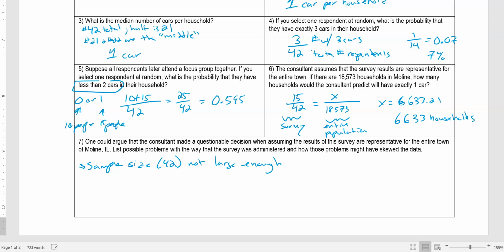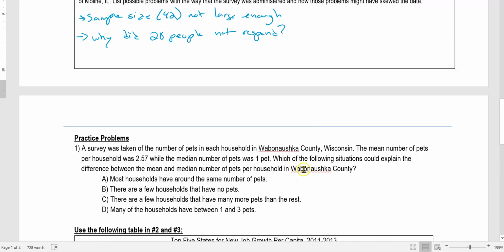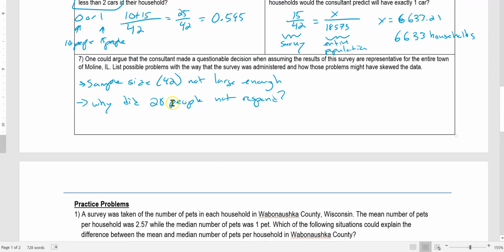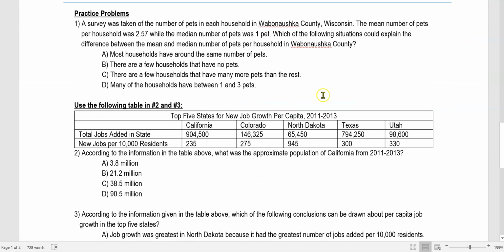Also, why did 28 people not respond? Remember, there were 70 total that were sent out. So maybe they are afraid to respond. They just didn't care about responding. They were embarrassed because they don't have any cars at all or something like that. There's a lot of possibilities. So you can't make this assumption. At least I would say you probably can't, that this data holds for the entire town, because 42 people out of 18,000 people, that's a very small population. You probably need a much larger sample size.